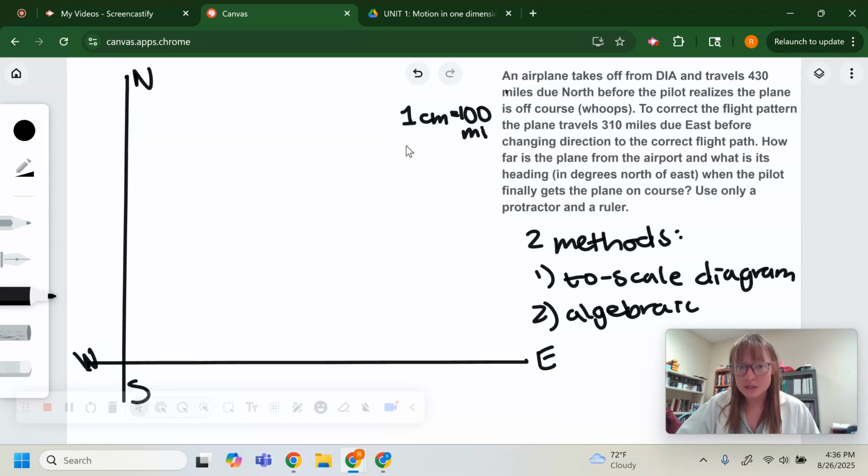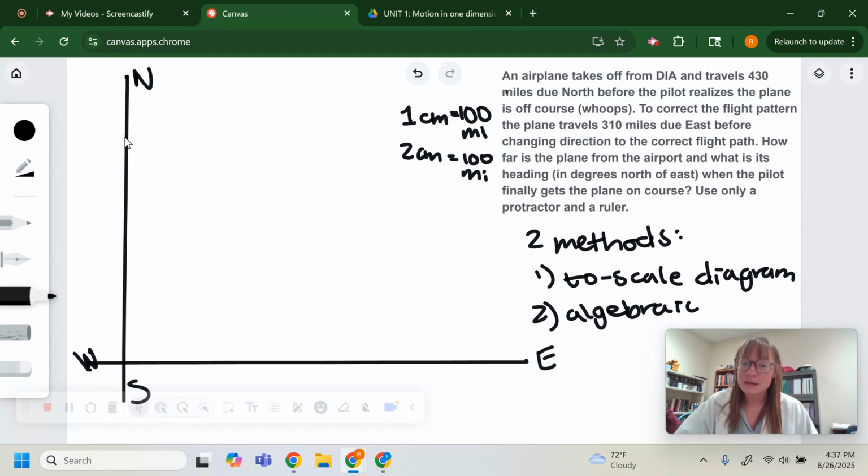So what I would do if this wasn't good enough is I would double it. I would say, okay, let's try 2 centimeters is equal to 100 miles. If you try 2 centimeters is equal to 100 miles, now, instead of needing 4.3 centimeters north, you now need double that. You need 8.6 centimeters north. So check and see on your paper, if you use your ruler, do you have enough space to fit 8.6 centimeters on that part of your paper?